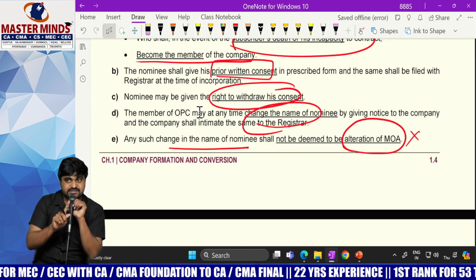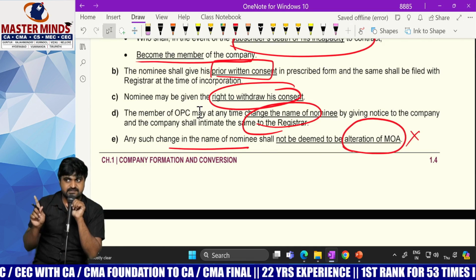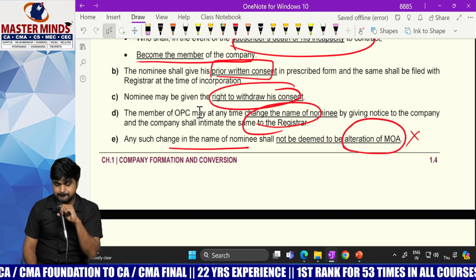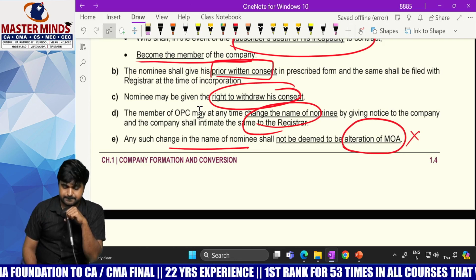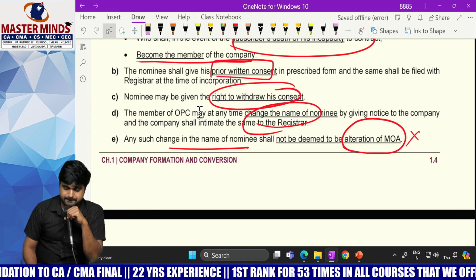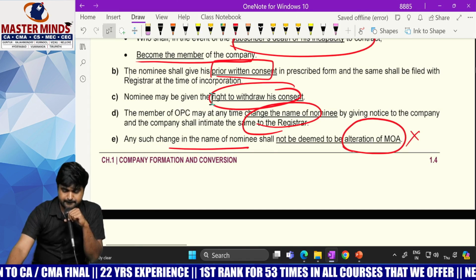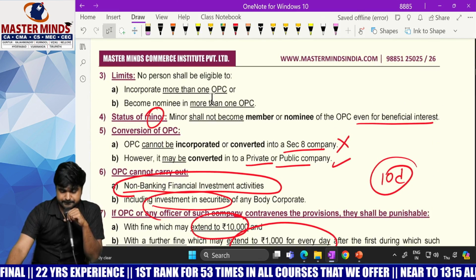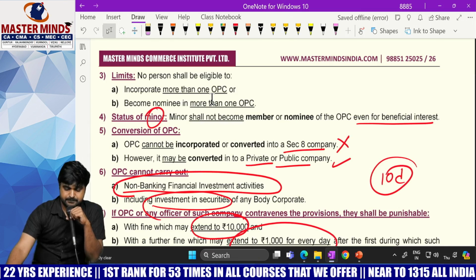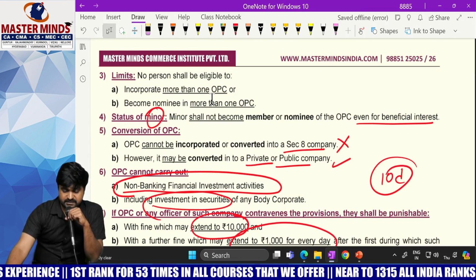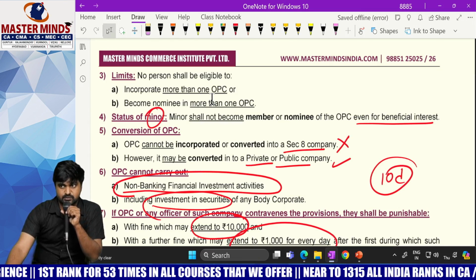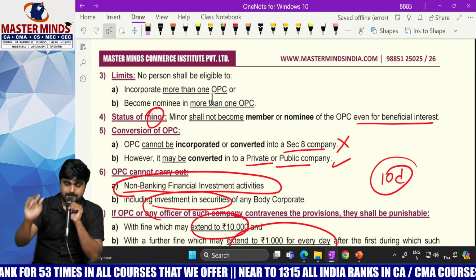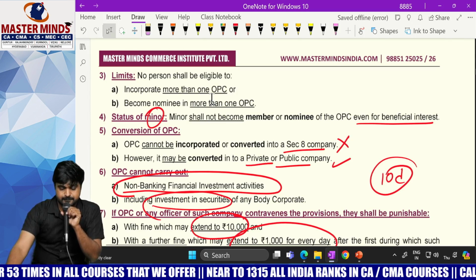But any such change cannot be called an alteration of the memorandum of association. It is done by giving notice to the company, and the company shall intimate the same to the registrar. Any such change in the name of the nominee shall not be deemed to be an alteration of MOA. Next one. Limits. No person shall be eligible to incorporate more than one OPC. If any person wants to incorporate an OPC, he can incorporate only one OPC, or become nominee in more than one OPC.